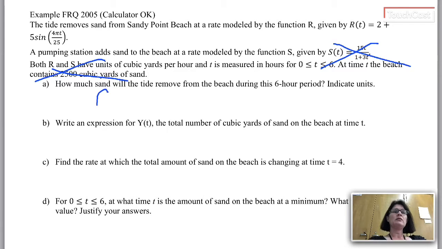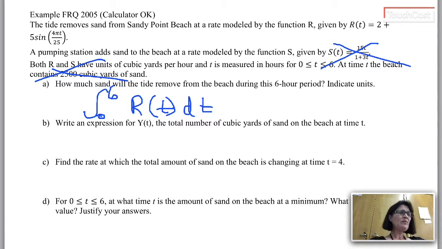So I'm going to write an integral. This is the integral from 0 to 6 of R of t dt. You get 1 point if you write that integral. Don't forget the limits. Don't forget the dt. You could write out the R function, or you could write the function notation for R of t. They would both get full credit.